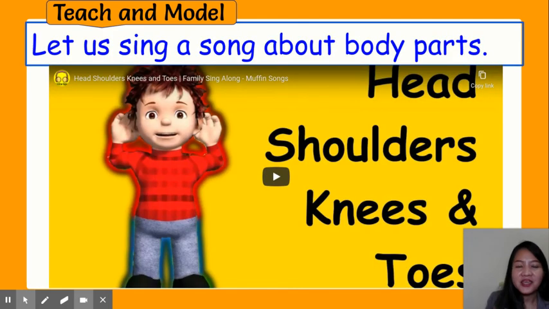Now, here is another song that uses different body parts. So, stand up and let us sing the song.